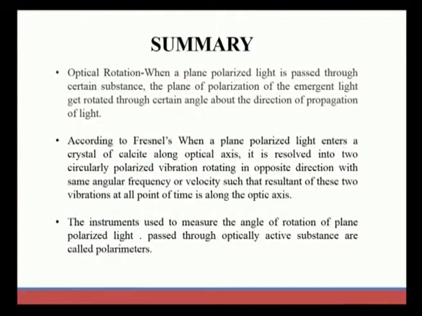We also came across a device for measuring the angle of rotation, the Lorentz half shade polarimeter. The instrument used to measure the angle of rotation of plane polarized light passing through an optically active substance is called a polarimeter. We discussed how to arrange the different parts inside the Lorentz half shade polarimeter for measuring the angle of rotation.